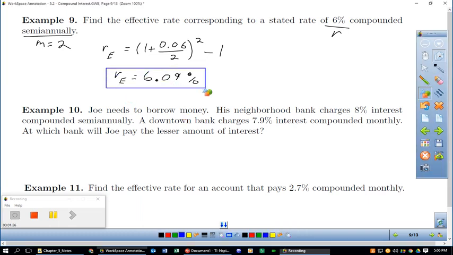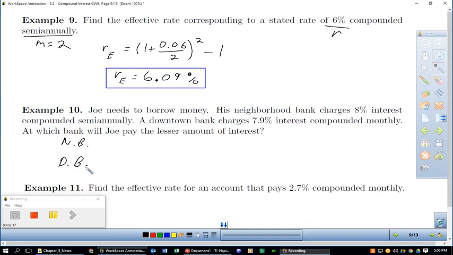Joe needs to borrow some money. His neighborhood bank charges 8% interest compounded semi-annually. A downtown bank charges 7.9% interest compounded monthly. At which bank will Joe pay the lesser amount of interest? So I'm actually going to write this two ways. We've got our neighborhood bank and we have our downtown bank. We need to differentiate between the two of these. The neighborhood bank has a rate of 8%, and it's semi-annually, so M equals 2. The downtown bank, however, has a rate of 7.9%, and it's compounded monthly, so M equals 12.